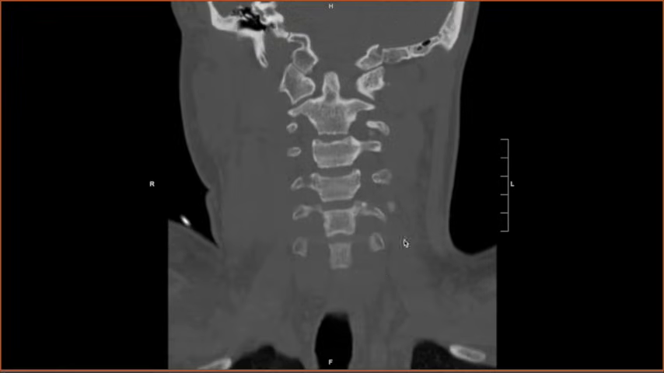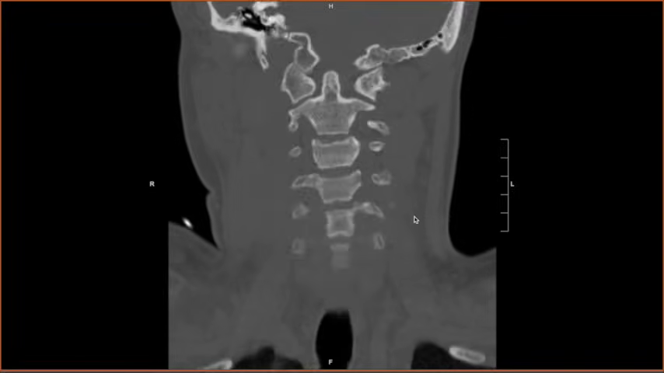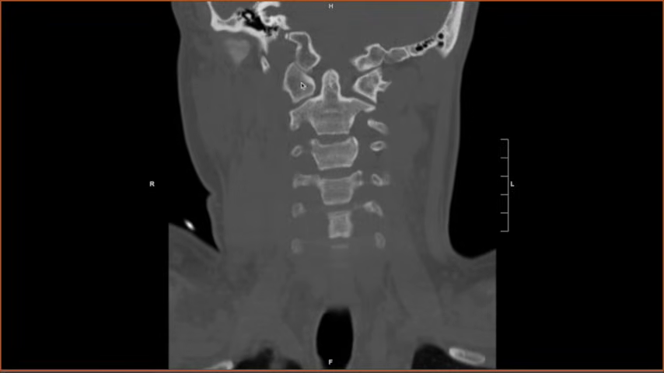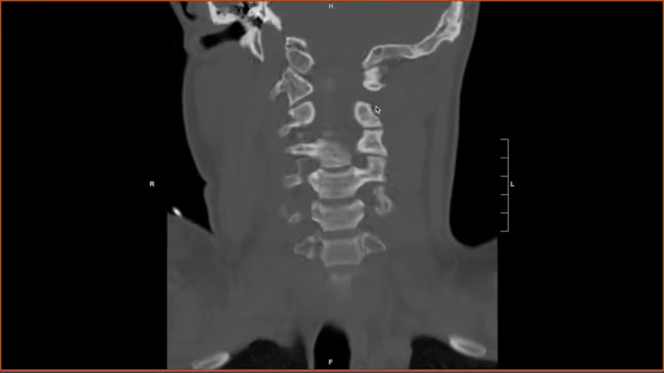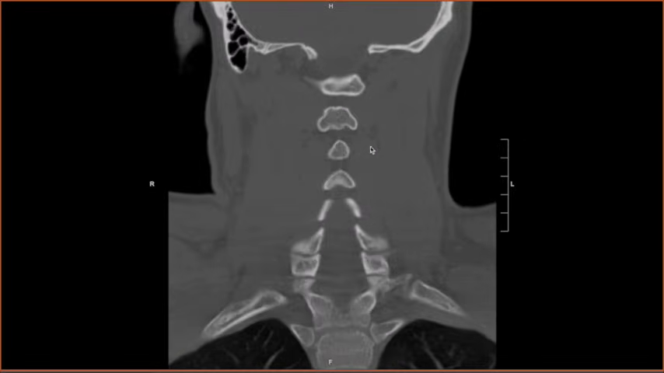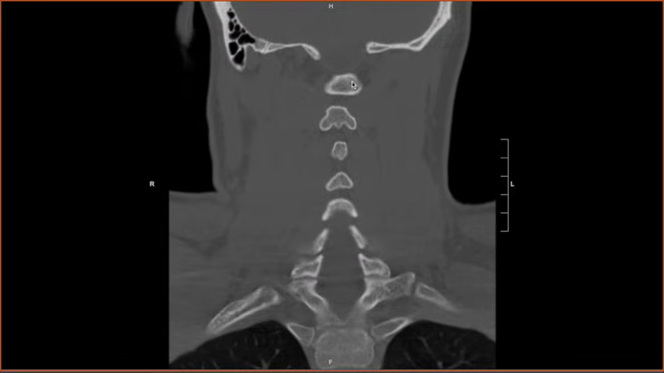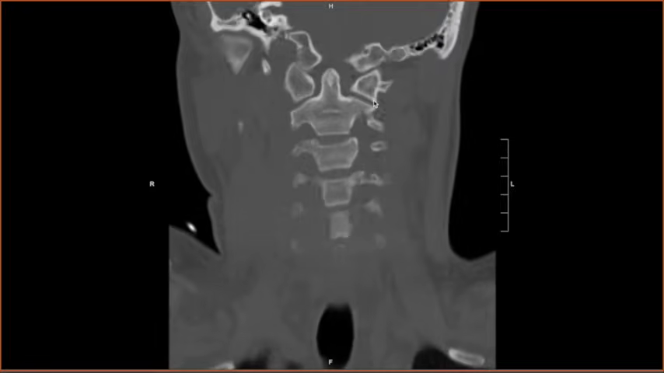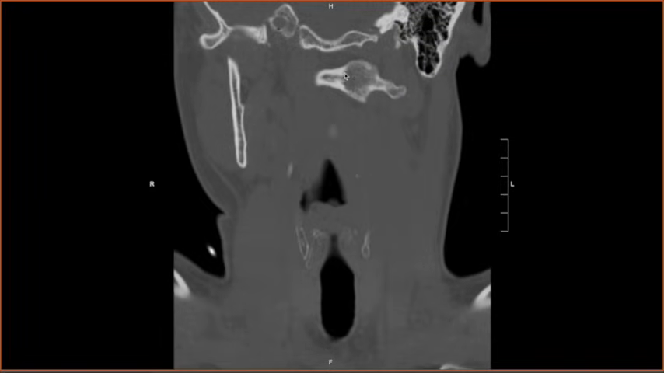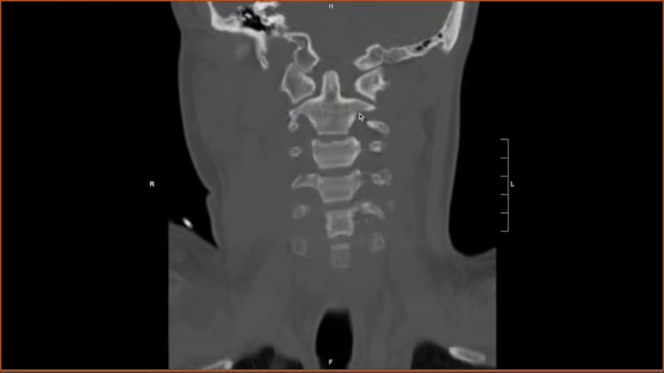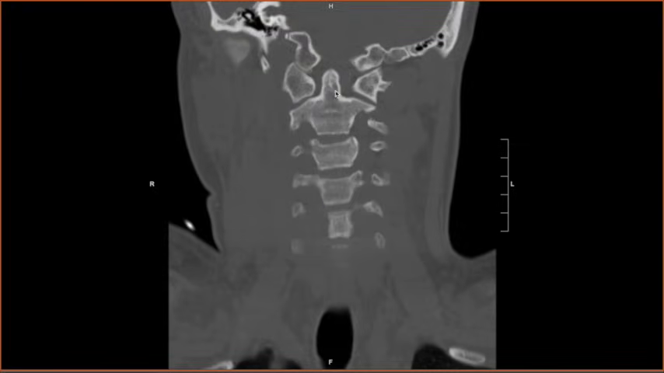On coronal images, let's take a look at C1 and C2. These are the lateral masses of C1. We can scroll back to see the posterior arch and scroll more anterior to see the anterior arch. This is C2, this is the dens or odontoid process, and this is the body portion of C2.